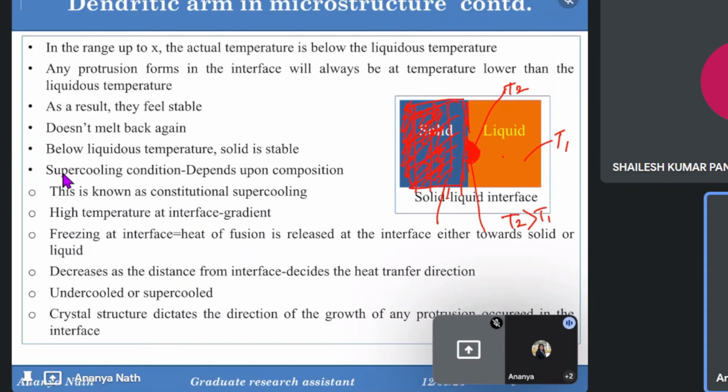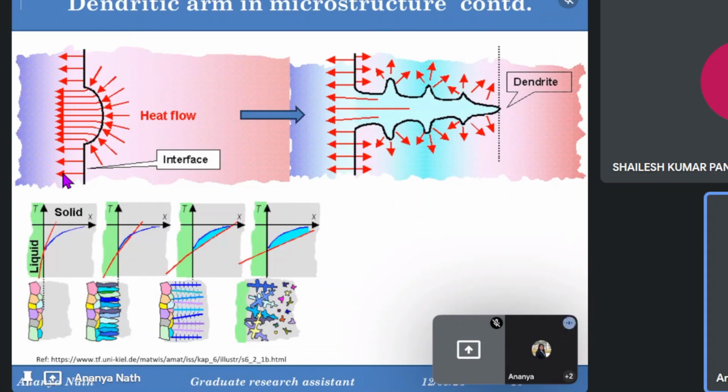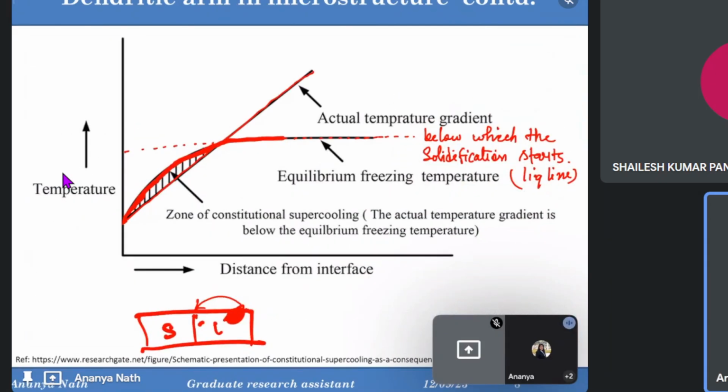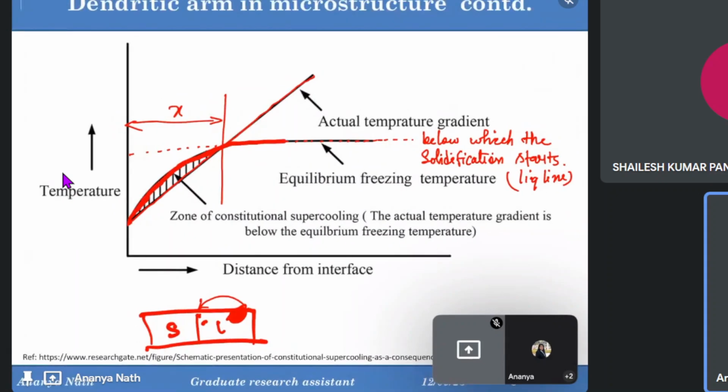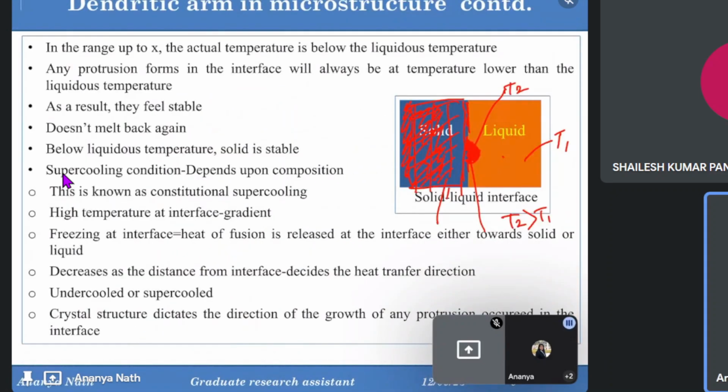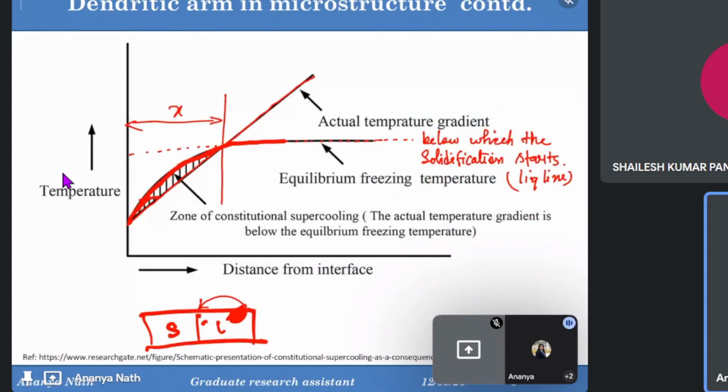So in the range up to x, what is x? We'll see in the next slide. Up to this point, this much length is x. So in the range up to x, the actual temperature is below the liquidus temperature. Here you can see the actual temperature value is below the liquidus temperature value.